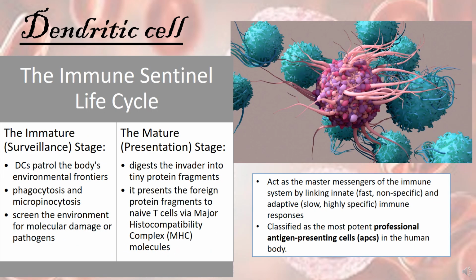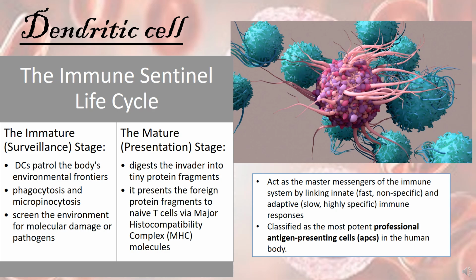Dendritic cells, DCs, are specialized, bone marrow-derived white blood cells that act as the master messengers of the immune system by linking innate (fast, nonspecific) and adaptive (slow, highly specific) immune responses. They are named for their unique, tree-like structural projections called dendrites, which provide a vast surface area to capture invading pathogens, cellular debris, and toxins. Discovered in 1973 by scientists Ralph Steinman and Zanvil Cohn, they are classified as the most potent professional antigen-presenting cells, APCs, in the human body.